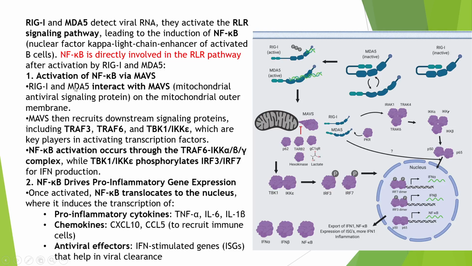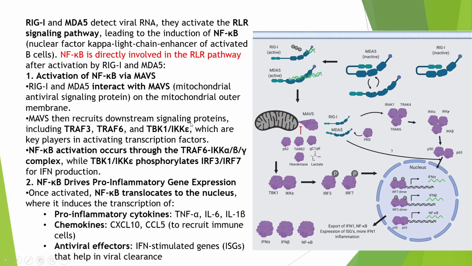So RIG1 and MDA5 first interact with MAVS on the mitochondrial outer membrane. You can see here this is the mitochondria, this is your cell, your nucleus, your plasma membrane. This is your cytoplasm, cytosol, and this is your mitochondria. So MAVS are present on the outer membrane of the mitochondria. So you have your RIG1 and MDA5 here, and they interact with MAVS.